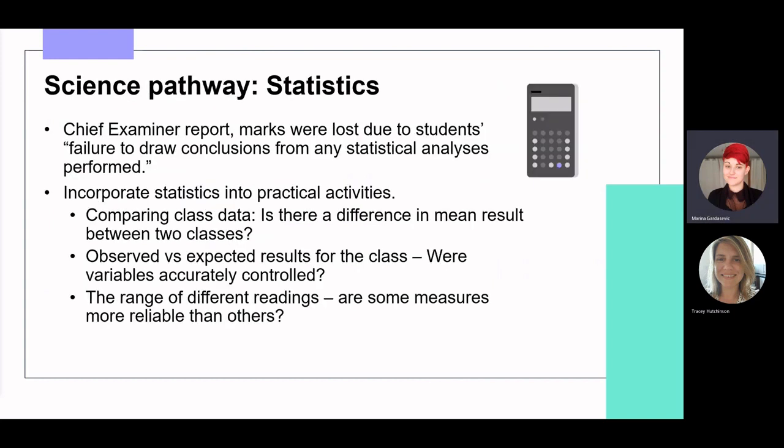And then we have a specific example relating just to the science pathways. This is to do with statistics. The Chief Examiner's report from the Summer 2022 series states that several students lost marks due to failure to draw conclusions from any statistical analyses performed. So this is important that we're not getting students to just do statistics. It's knowing what those results mean and how they inform conclusions.